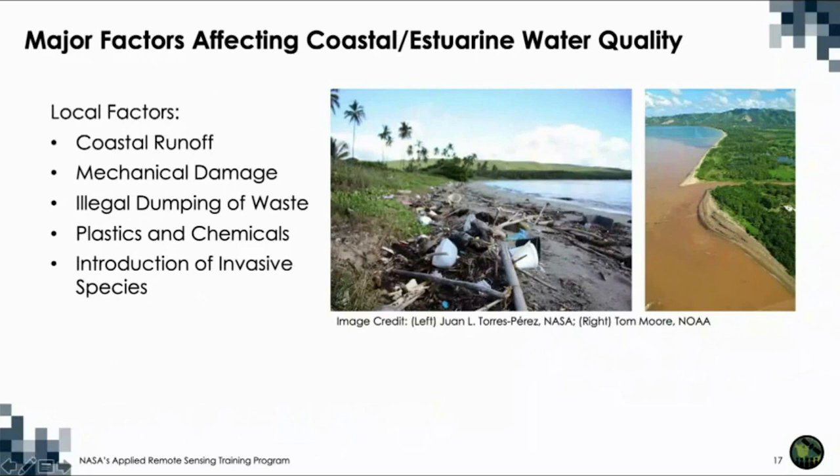There are major factors that affect coastal and estuarine water quality. There are factors listed here such as coastal runoff because of weather, mechanical damage, illegal dumping of waste plastic and chemicals, and introduction of invasive species. These are all local factors which can affect water quality in estuaries.